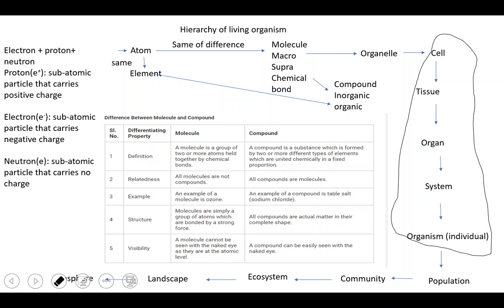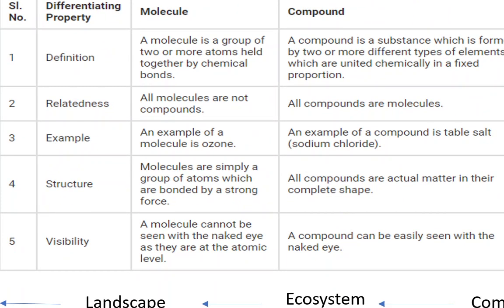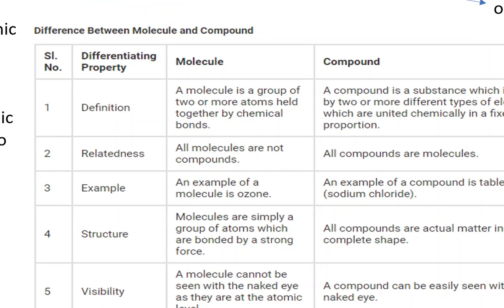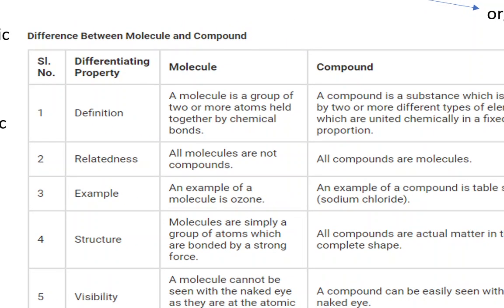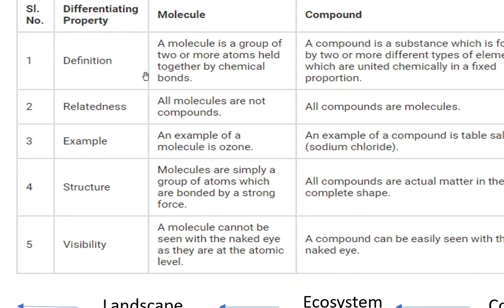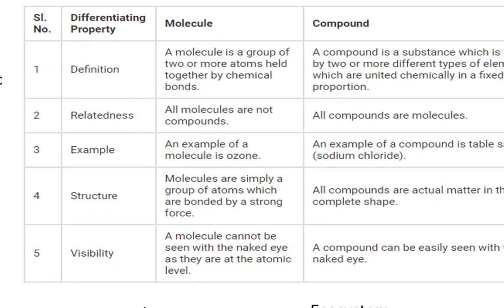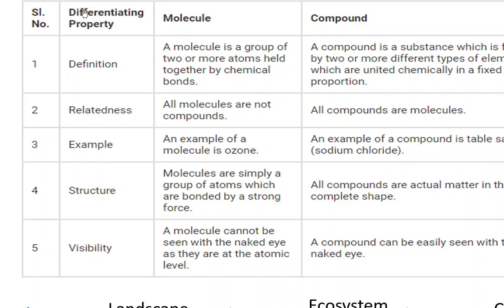There is one more thing that I want us to look at at this particular point, and that thing is the table in between here. It states the difference between molecule and compound. So look at the difference between molecule and compound. If you want to know the differences, you can list them under this particular header. You can know their difference by definition. You can know their difference by relatedness. You can know their difference by example. You can know their difference by structure and feasibility.